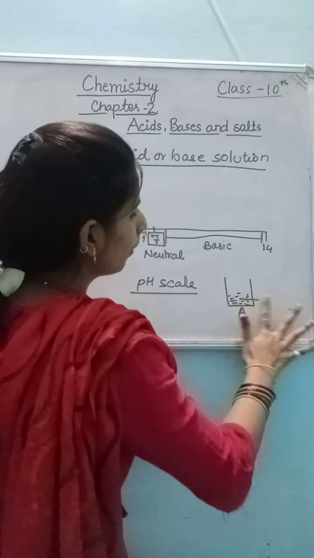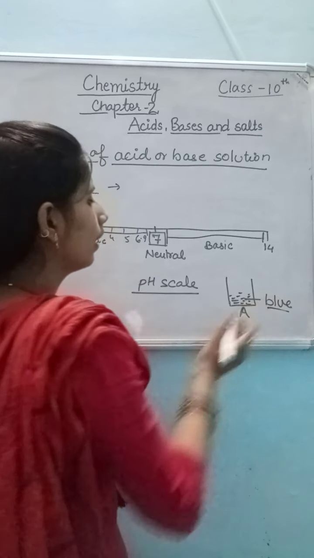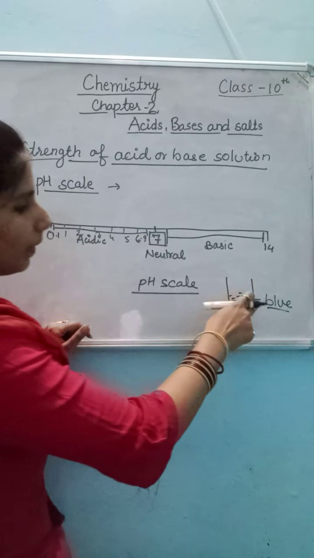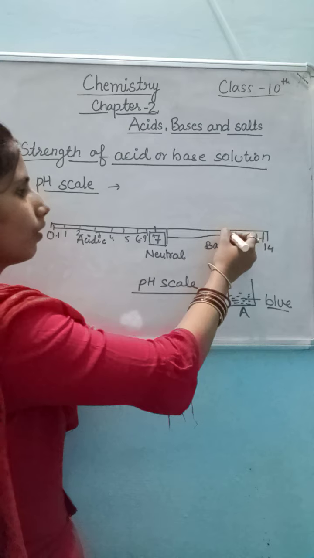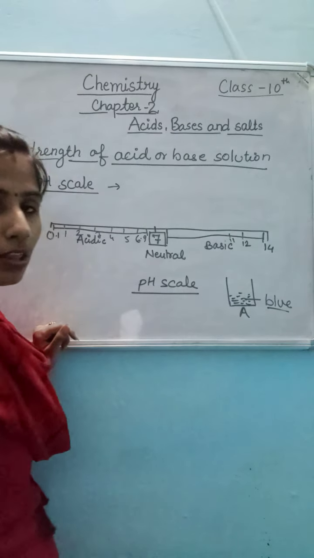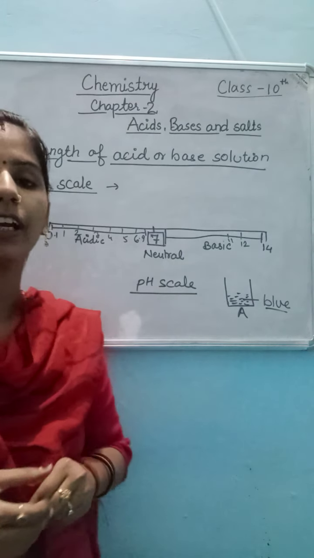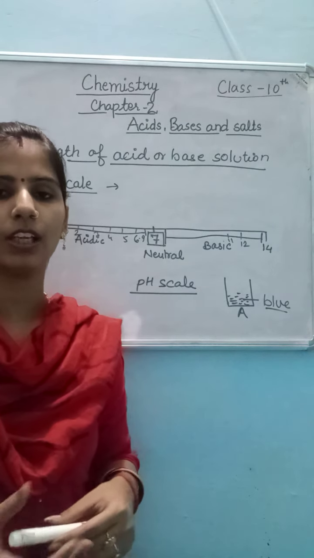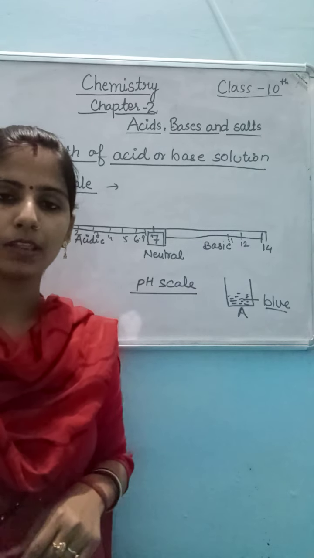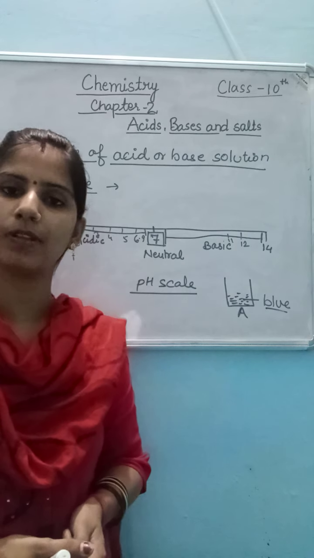Suppose the color appears blue. It means the pH value of the solution is near about 11 to 12, so the solution is basic in nature. In this way we can find out the strength of the solution, whether it is acidic or basic, or if it is acidic, what is the concentration of hydronium ion present in it.